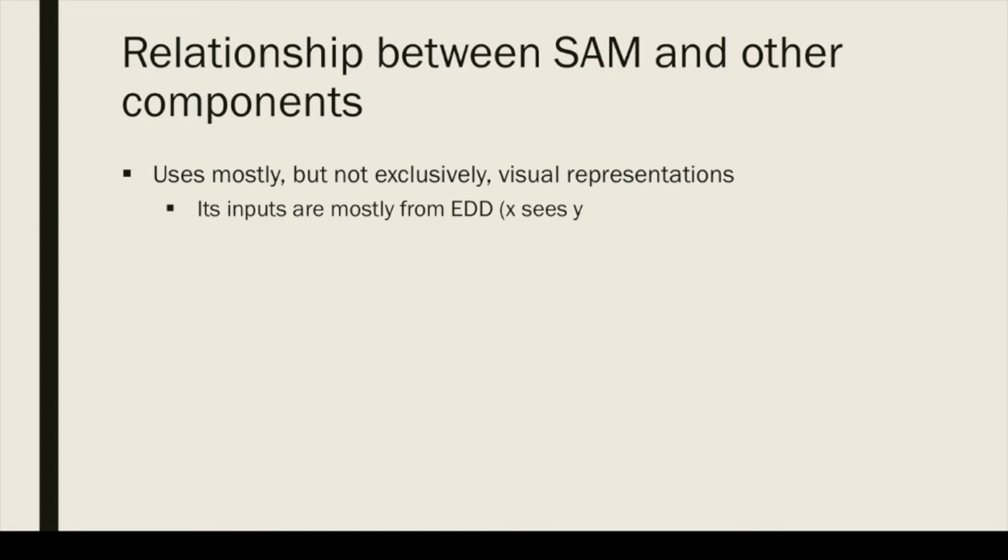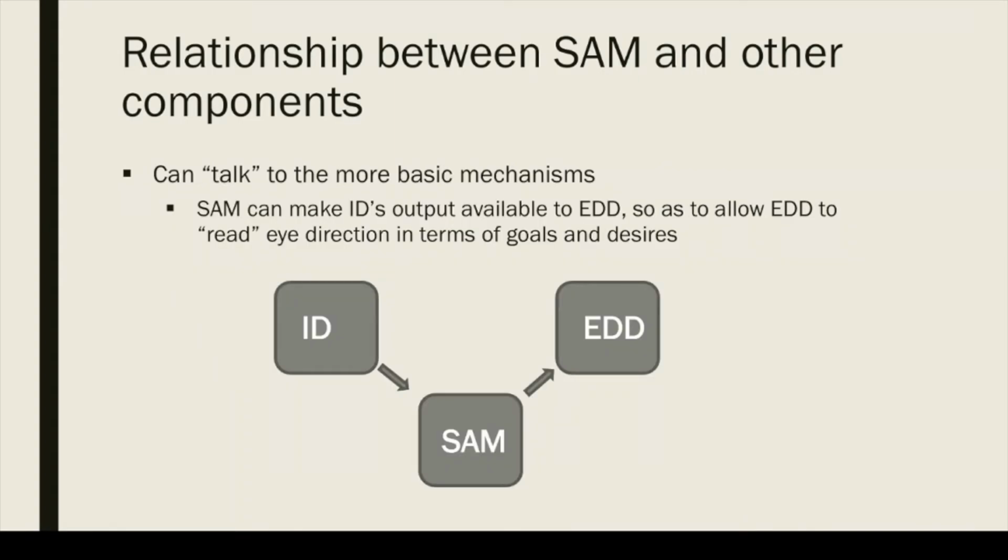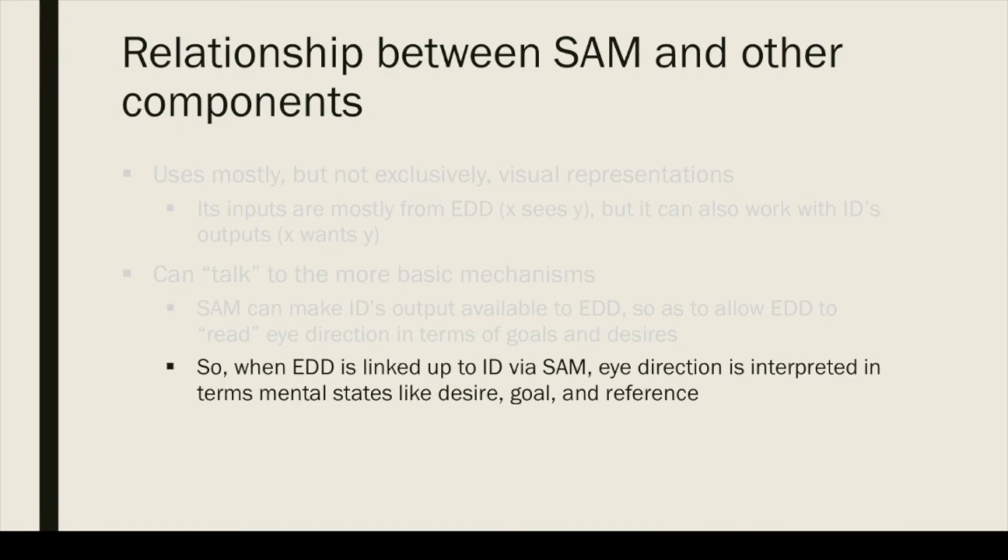However, SAM can in principle build triadic representations via any modality. Also, SAM can work with its outputs. It can take a dyadic representation like self wants toy and embed it to form the triadic representation mom sees that self wants toy. Moreover, notice that there is also some backtalk, so SAM is not merely a feed-forward mechanism, so to speak. For example, SAM can make its output available to EDD, so as to allow EDD to read I direction in terms of goals and desires. As a result, when EDD is linked up to ID via SAM, I direction can be interpreted in terms of mental states like desire, goal, and reference.